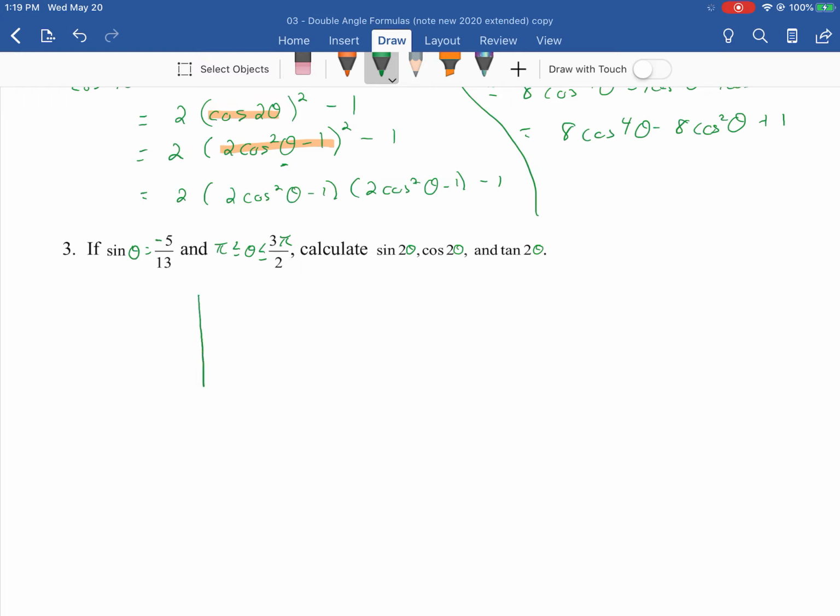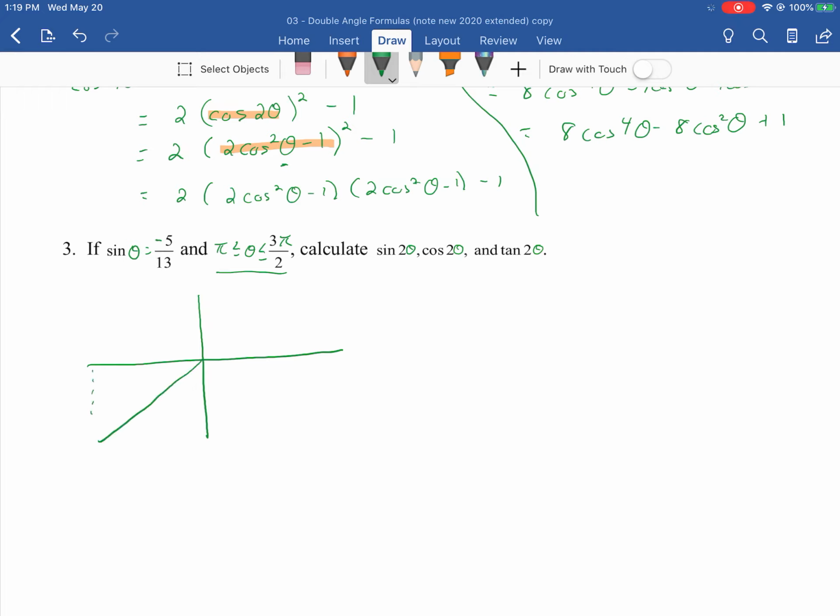Okay, so now I'm going to try to draw this angle theta and understand what the heck is going on here with theta. And that's going to help me answer the question. They said sine theta is negative 5 over 13, but they told me what quadrant to look for theta in.